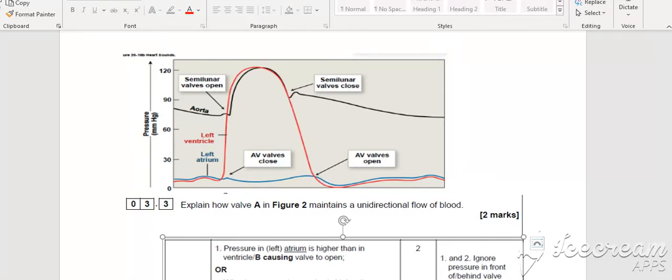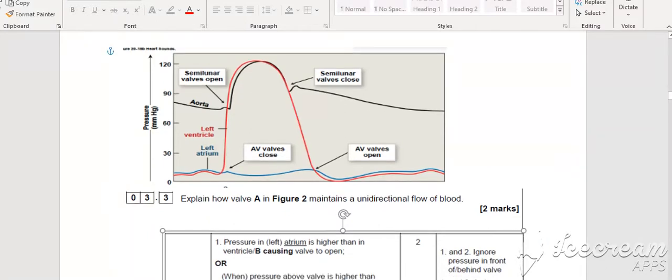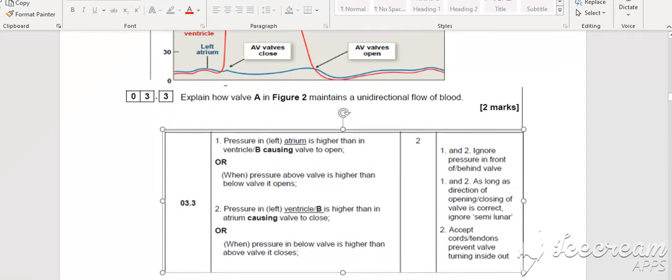C-O-C-O. So going to our particular question, thinking about the valve in Figure A maintaining unidirectional blood flow, the mark scheme would like us to explain why that valve will open and close. So it's the idea that the valve will open when the pressure in the left atrium is higher than the ventricle, which would cause the AV valve to open. Or when the pressure above the valve is higher than the pressure below the valve, it will open, because blood would always like to flow from a high to a lower pressure.